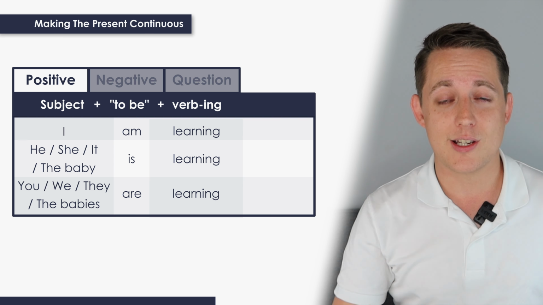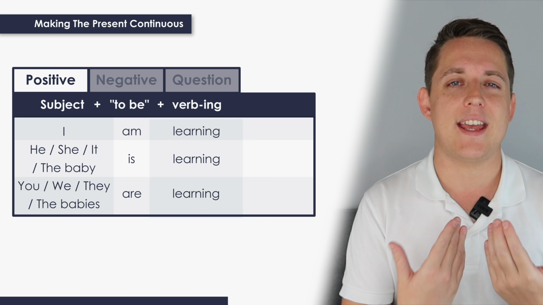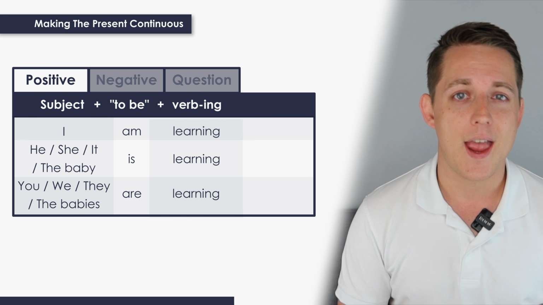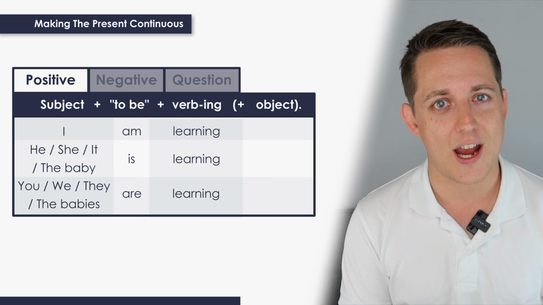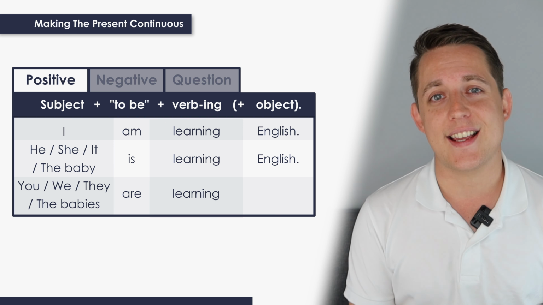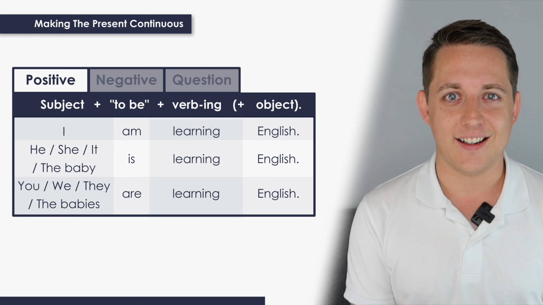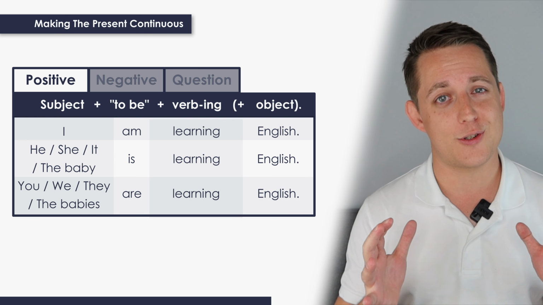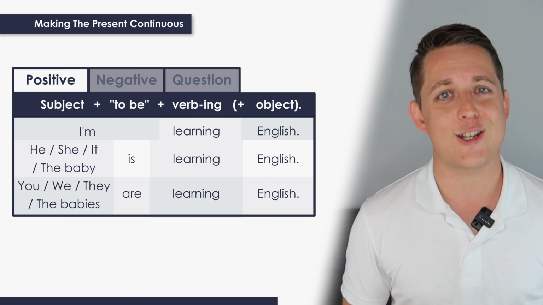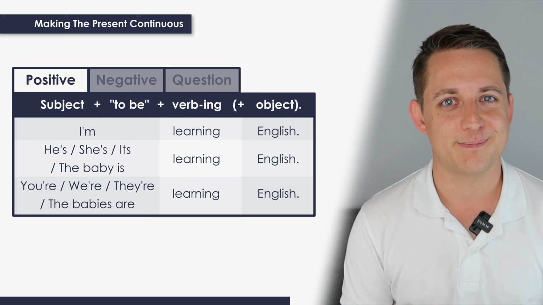We could stop there. But sometimes we want to give more information. We do that with an object. I am learning English, she is learning English, you are learning English. And we can shorten those too. I'm learning English, she's learning English, they are learning English.